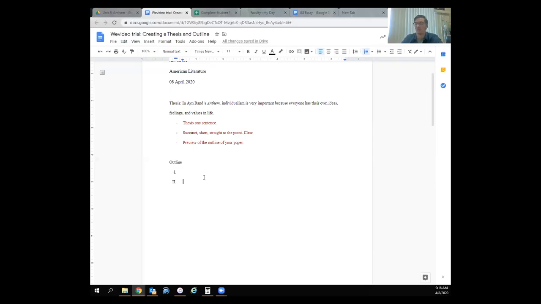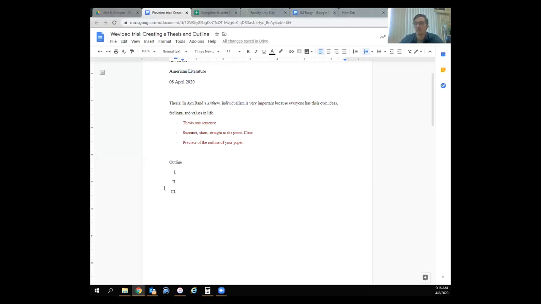So if your first point is here and the second point, how many points are you going to have? Are you going to have 3 points? Are you going to have 2? Are you going to have 4 or 5? It depends on how big your paper needs to be. Our papers are between 400 and 500 words, so I don't think you'll need as many as 4 points. You could have 4, you could have 3. You are required to have at least 2, though.